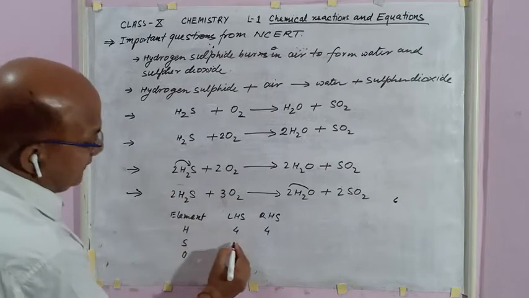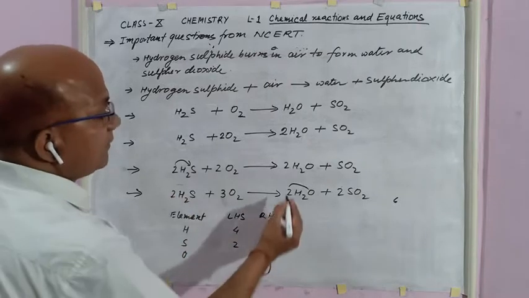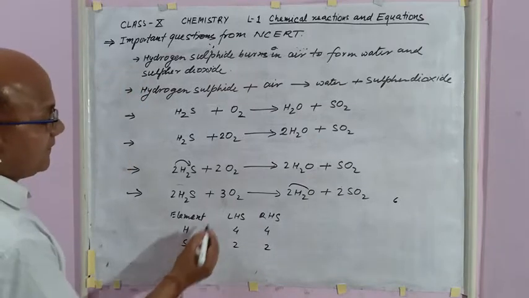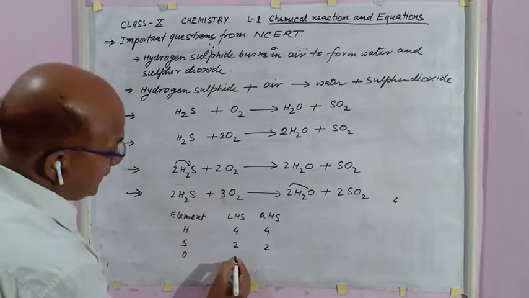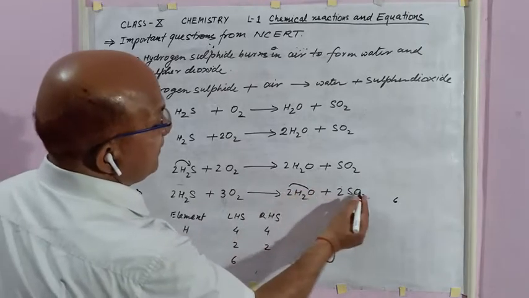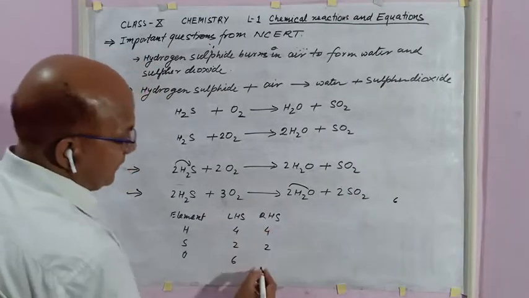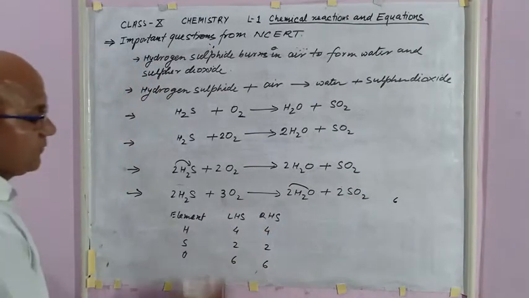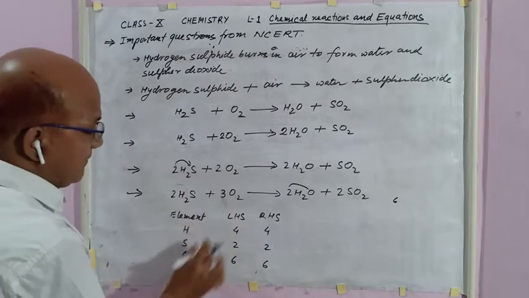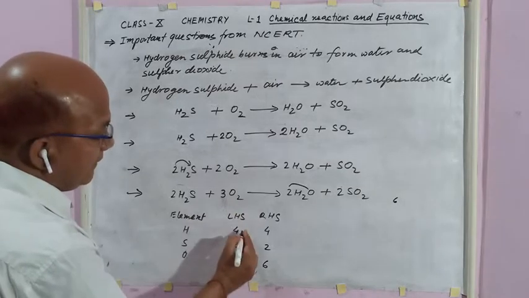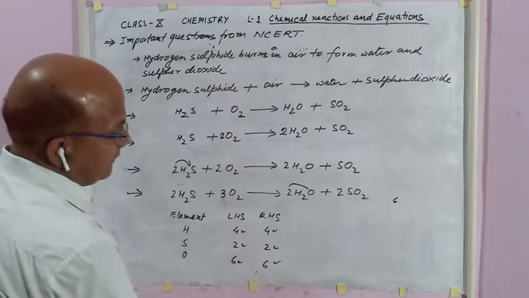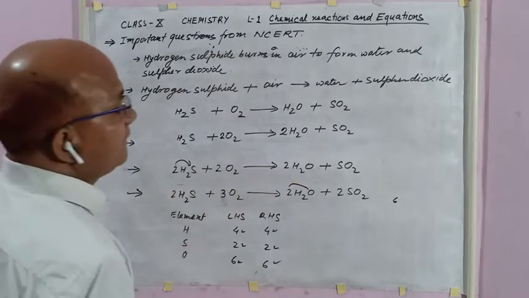Sulfur on the left side, 2 atoms. On the right side, 2 atoms. Oxygen, 3 2s are 6. 6 atoms of oxygen on the left side, and the total number of oxygen on the right side is also 6. So now you can see the atoms of all the elements on the left hand side are equal to the right hand side. So this reaction is balanced now.